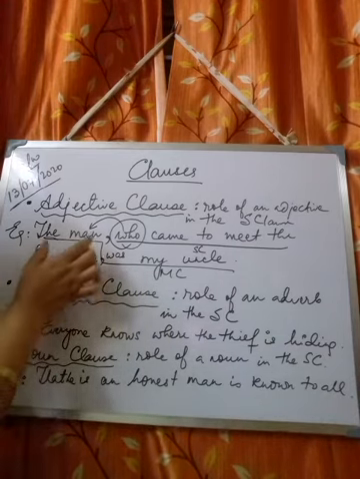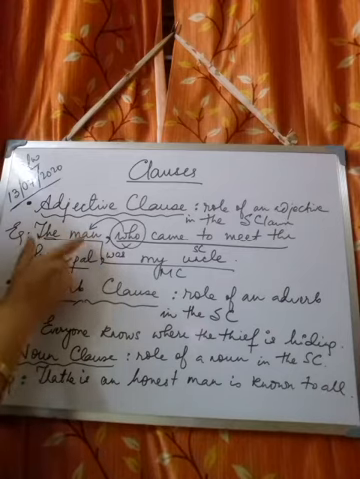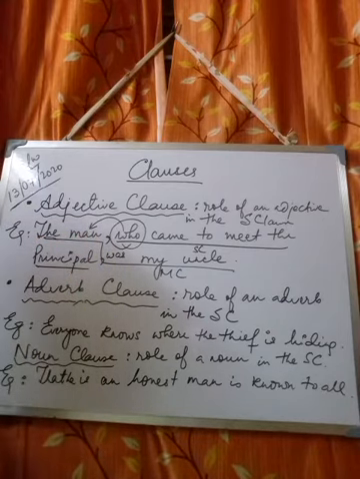Isn't this part speaking something about the noun here, about the man here? Therefore, this is the adjective clause in the sentence. I hope it is clear.